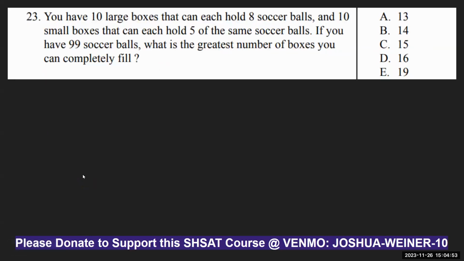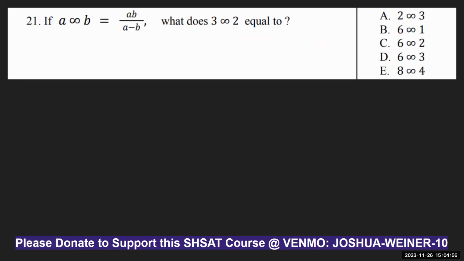21 is clever. I like 21. 21 is coding. And it says, if A infinity sign B is A times B over A minus B, what is 3 infinity sign 2 equal to? Well, let's figure out first the given. This means that A equals 3 and B equals 2 is the plugin. It's just a fast way of coding it with the symbol for the rule here.